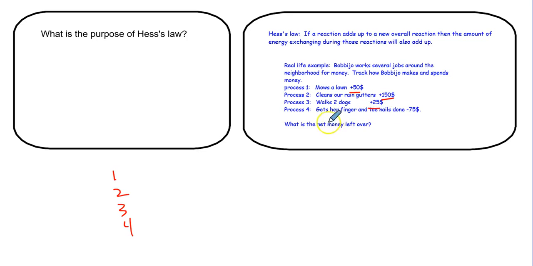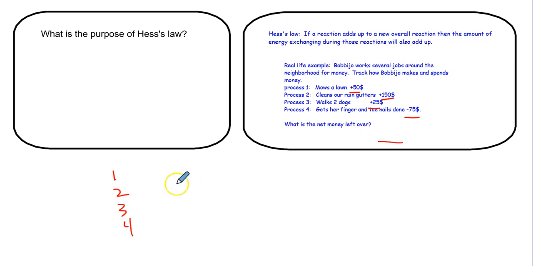She gets her fingers and toenails done, so she gets something fun for herself. Okay, so minus 75. How much money is left over? All these things add up to the overall net amount of money.